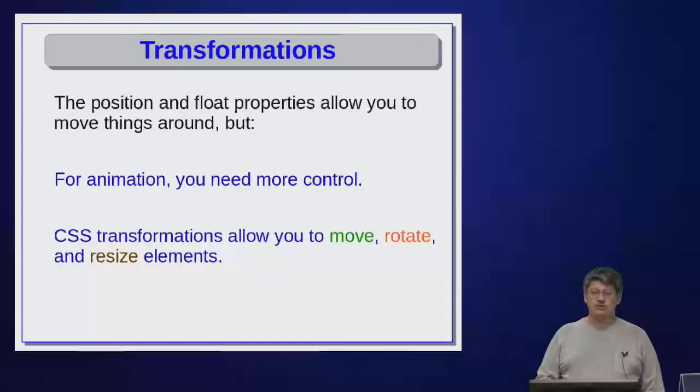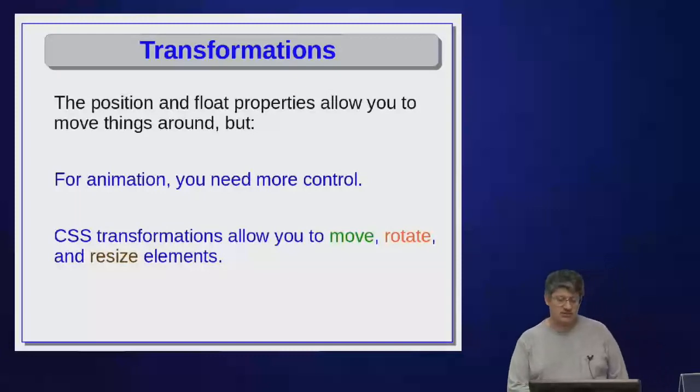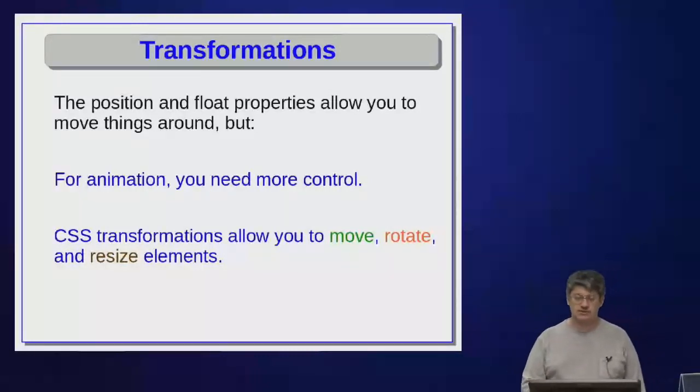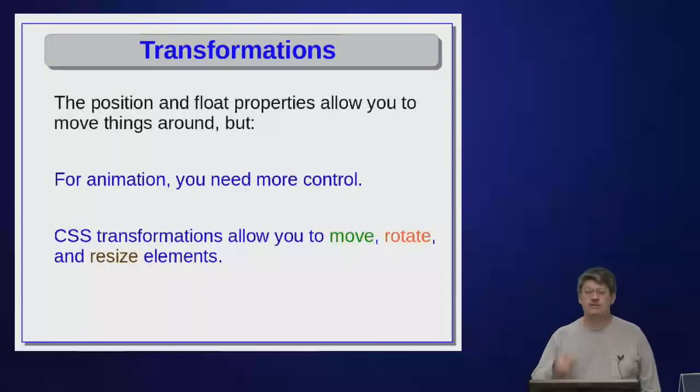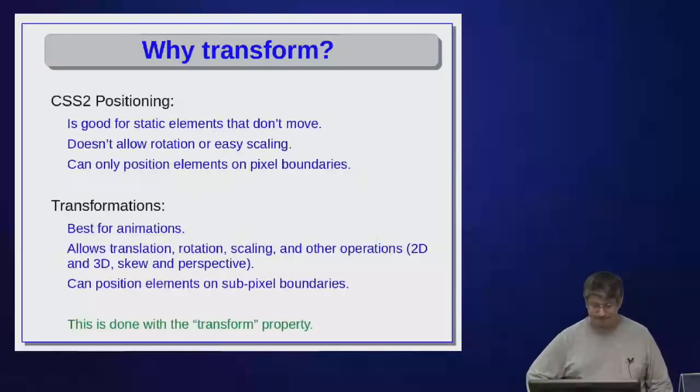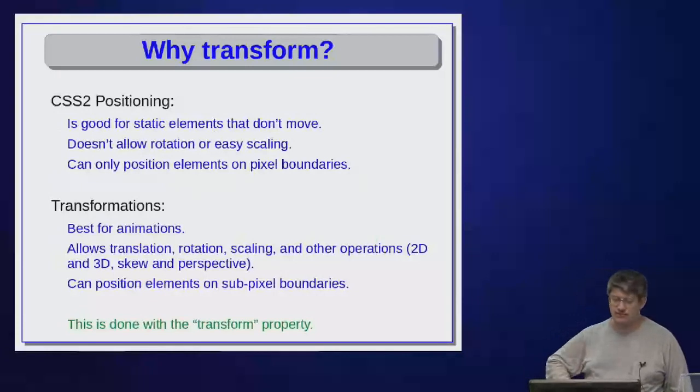And so we can do that with CSS3 transformations. The transformations are going to allow us to actually do 4 things. We can move things, we can rotate them, we can resize them, and there's actually a 4th thing we can do called skewing that I'm not going to talk about in this lecture, but skewing is available, and it's a transformation that you can apply.